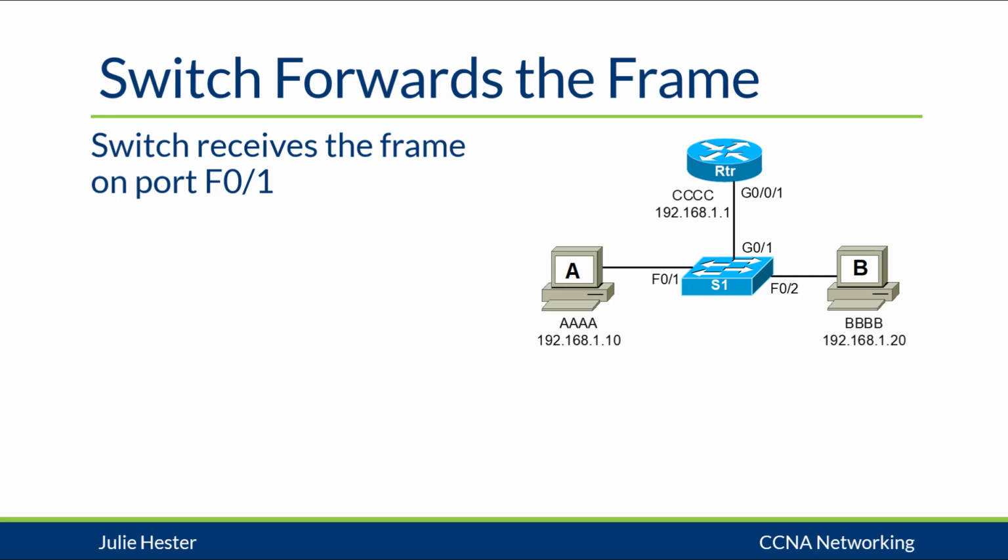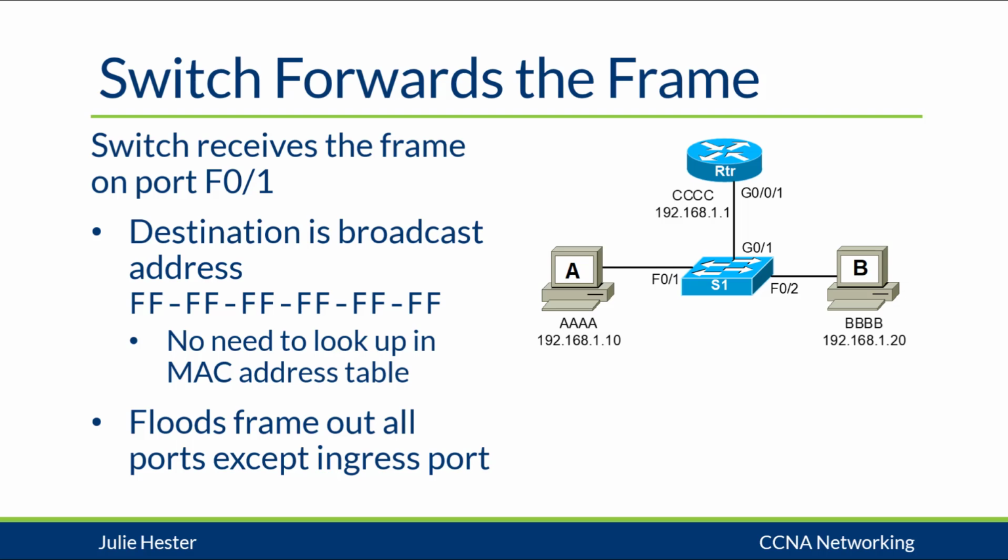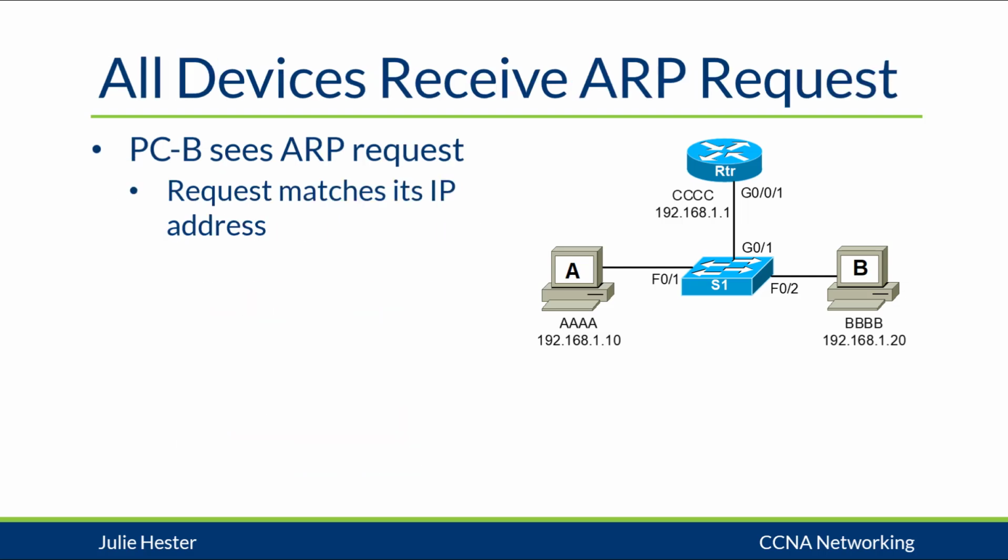Switch S1 receives the frame on port F01. Since the destination is the broadcast address of all Fs, the switch doesn't need to look it up in its MAC address table for forwarding the message. Instead, the switch floods the ARP request out all ports except the ingress port F01. Each device except PCA receives the ARP request.